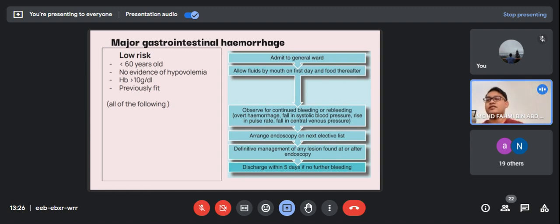Lower GI bleed, patient may present with fresh bright red blood. Itu presentation. Kalau natural history ni, history tu maksudnya apa yang boleh berlaku, macam cancer lah. Natural history of cancer, dia start dengan ni, dan sekali dia pergi metastasis. So apa natural history of lower GI bleed differ dengan upper GI bleed?